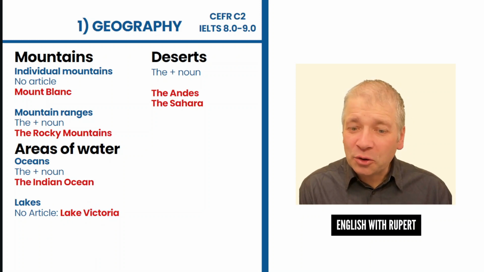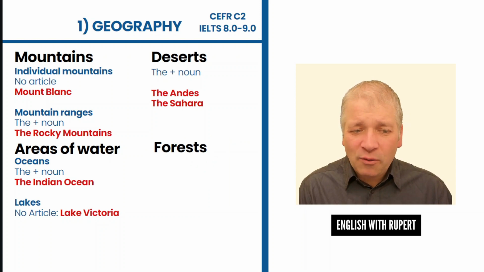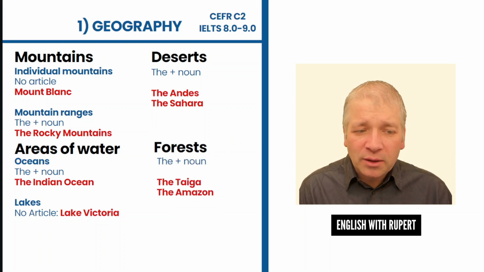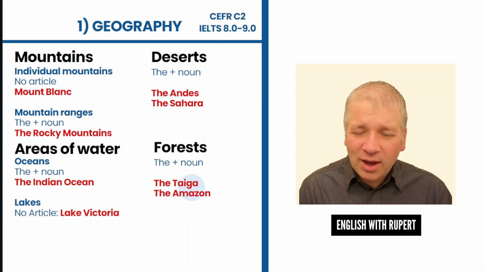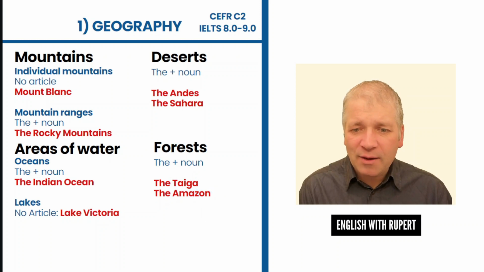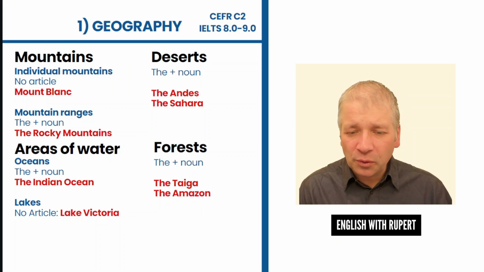And finally, in geography, forests. And again, with forests, we use the before the noun. The tiger, the Amazon. So forest ranges have an article before them.